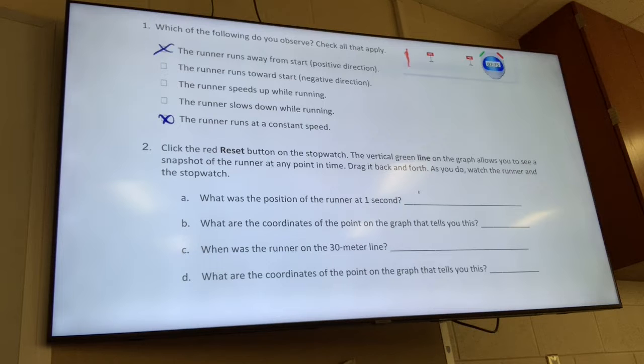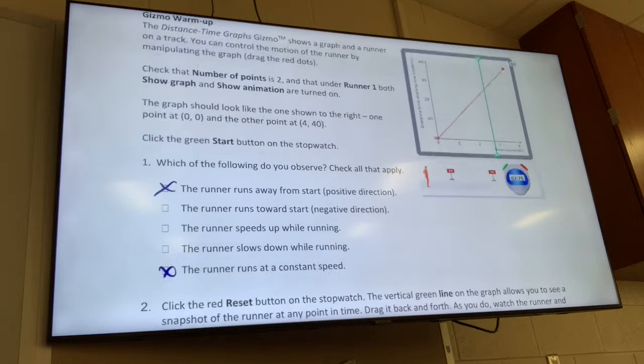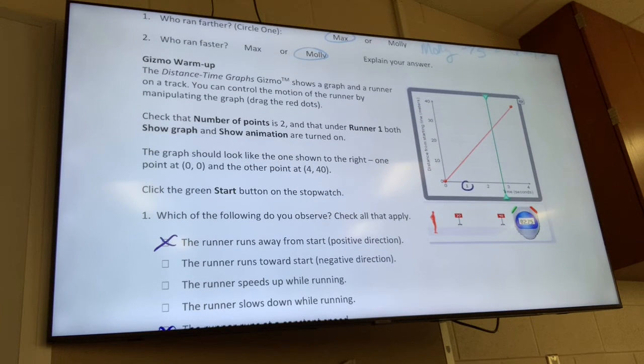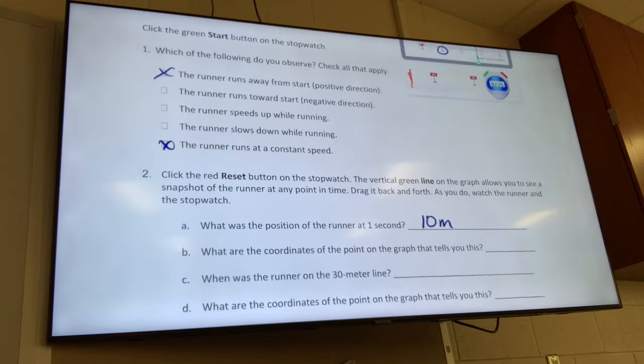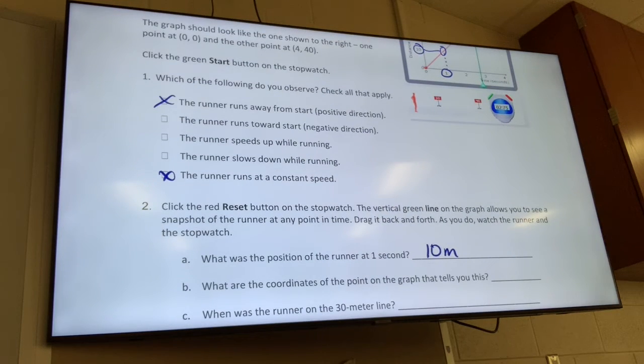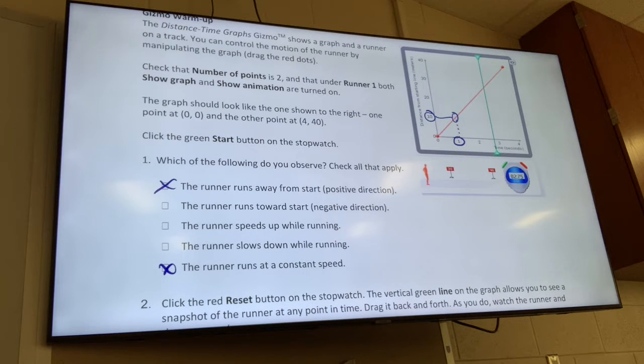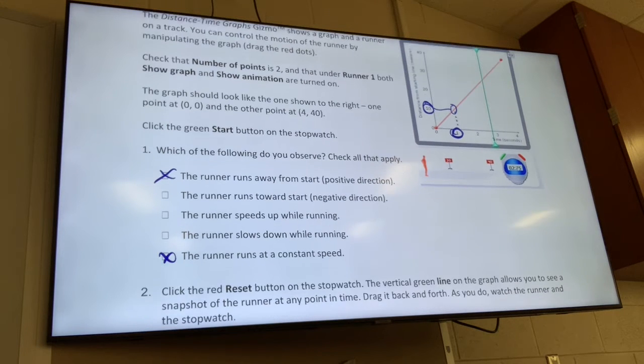What is the runner's position at 1 second? 10 meters. So if we go up here, at 1 second, our graph is at 10 meters. What are the coordinates on the graph for that position? 1, 10. Okay. Your x is 1 and your y is 10. 1, 10 for that point on the graph.